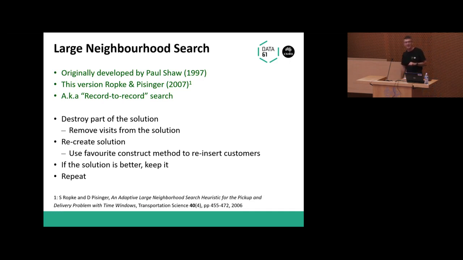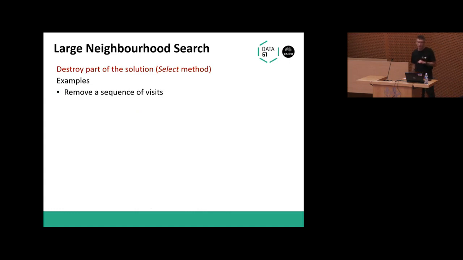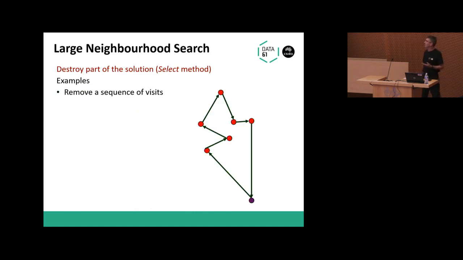So the basic idea is that you take your current solution and you destroy a part of it and then recreate it. To destroy part of it, you just simply remove visits from the solution and then recreate it. You use your favourite construction algorithm to stick those customers back in. And if the solution is better, you keep it, and then you repeat. So how do I destroy things? I just move them to the unassigned list. An example would be destroying a sequence of visits. If I've got this route, I just choose a sequence and unassign them, ready to be reassigned.